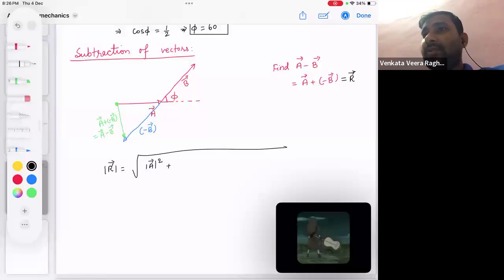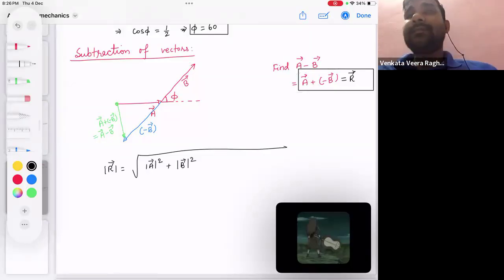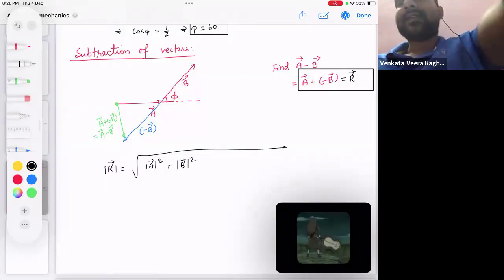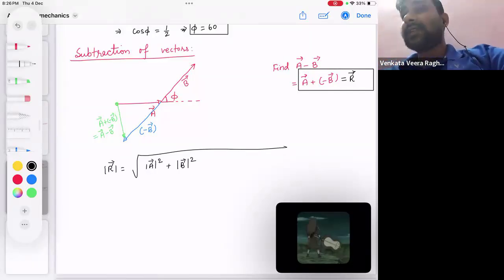Please tell me, do you want the magnitude of minus B vector? Is the magnitude of minus B vector the same as the magnitude of B vector? That is the meaning of B vector and minus B vector. What is the relation between B vector and minus B vector? Minus B vector is just opposite of the B vector, but its magnitude is equal. Please tell me. Clear?